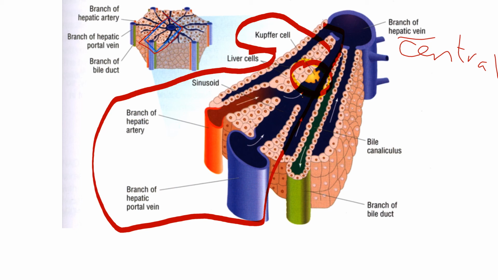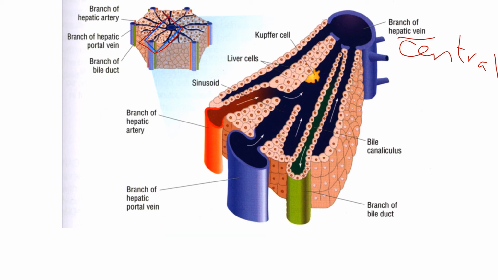Now you can see over here, you've got this separate little thing going on here, and this is bile production. So let me just get rid of all of that again. So this is bile production. So you can see here we've got a branch of the bile duct.